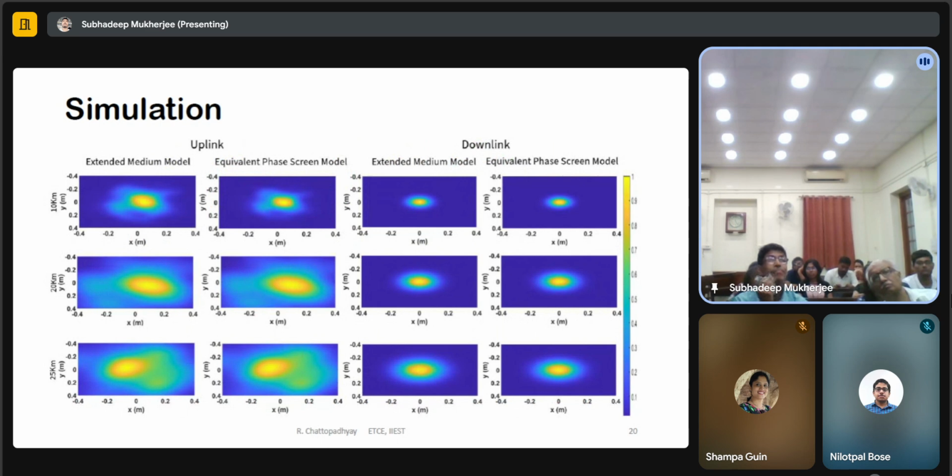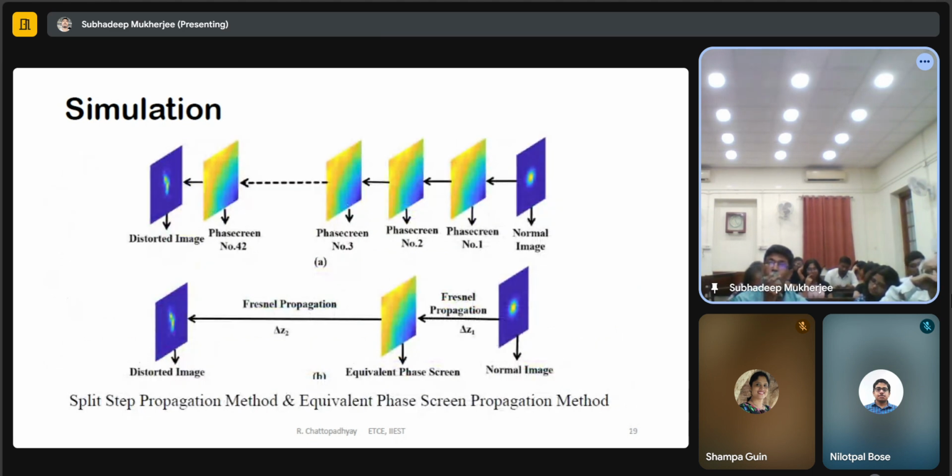So I'll just show you the results. These are the extended medium, the left-hand sides, for the uplink and the downlink scenarios. These are two different things, because in the uplink, the position of the phase screen will depend on the atmospheric conditions. Yes, it also varies with time. So we also find an equivalent phase screen.